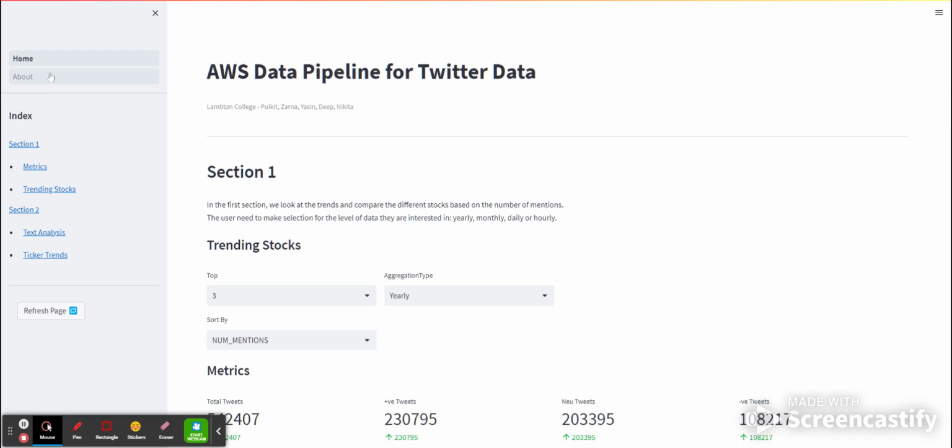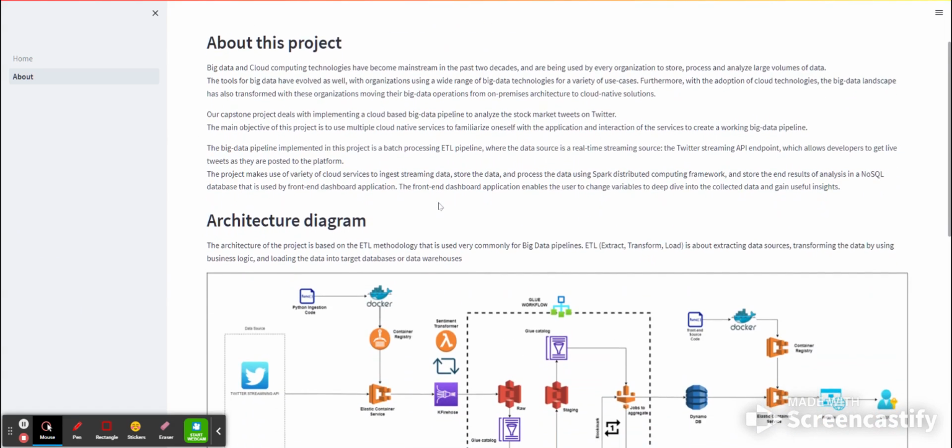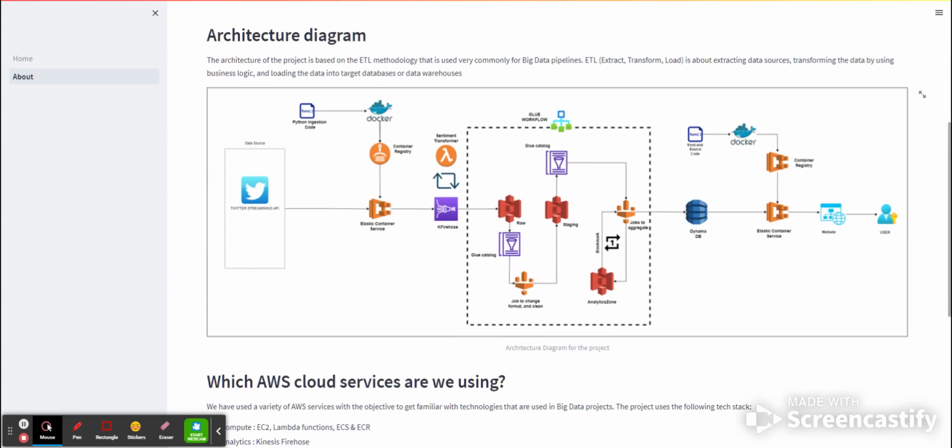in this demo. So we have divided this overall dashboard into two pages. There is a section that allows you to read more about the implementation of the project. This is the project architecture. It consists of different services for getting the data and processing the data.